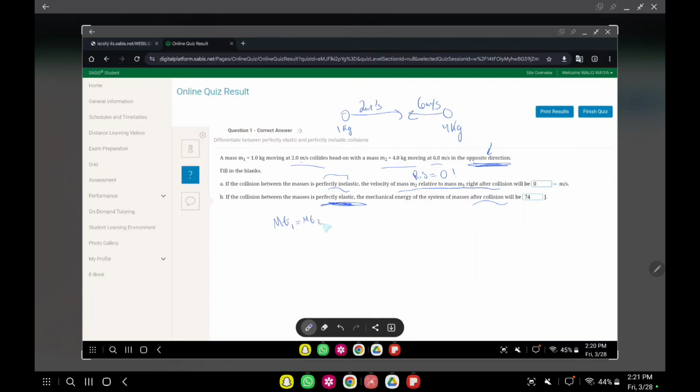ME1 is equal to ME2, it's conserved, right? So basically, to find the mechanical energy after, you just find the mechanical energy at the start. If they said kinetic instead of mechanical, same thing, you just find the kinetic energy at the start because it's conserved. Okay? Anyways, what's the mechanical energy at the start of the system?